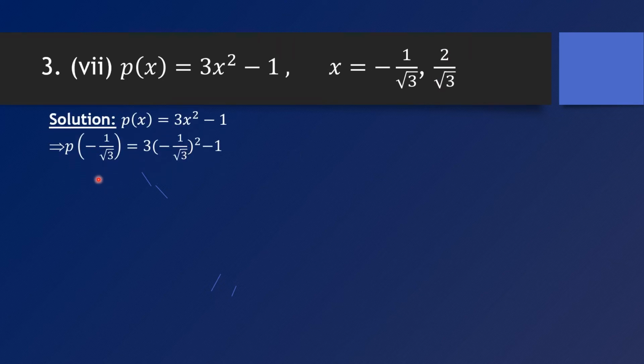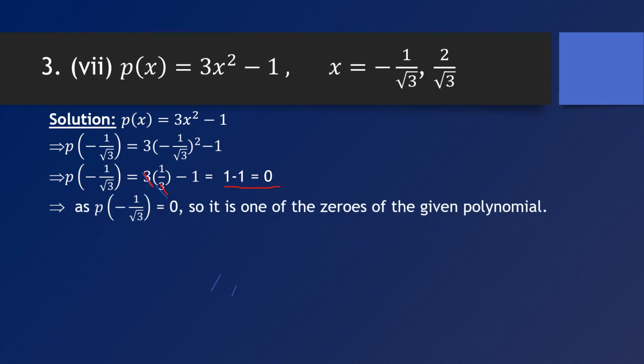So first, let's put x is equal to minus 1 upon root 3. Now you all know that the square of any root will be the number. That is, minus 1 upon root 3 squared will be equal to 1 upon root 3. Okay, so here as well, 3 and 3 will get cancelled with each other, and you will be left with 1 minus 1, which is again equal to 0. So therefore, we can say that p of minus 1 upon root 3 is equal to 0. So it is one of the zeros of the given polynomial.